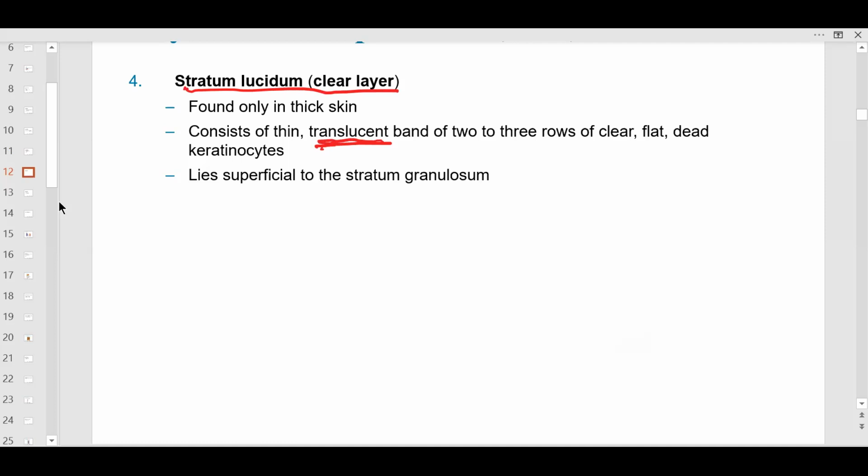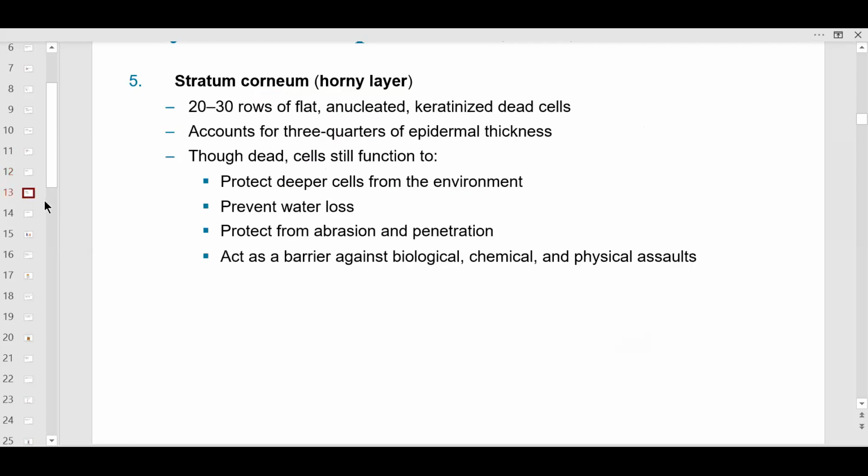Keratin, the protein, lives on a little bit in time until it becomes a dust bunny under your drawer. And stratum lucidum is only in thick skin, and it lies superficial to the stratum granulosum. So it's between the stratum corneum and the stratum granulosum. Stratum corneum is the horny layer because it's thick and kind of like a pigskin layer. And many rows, that's a lot of rows of cells when you think about it. So it's kind of dead looking.